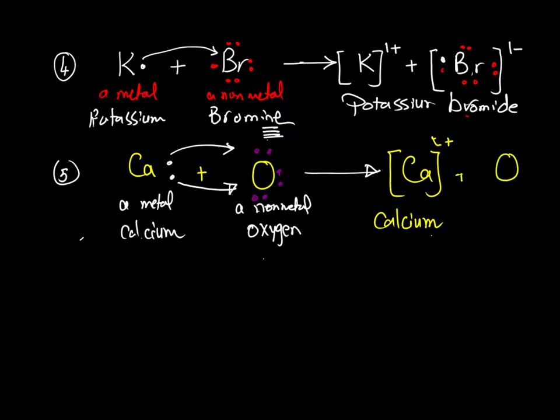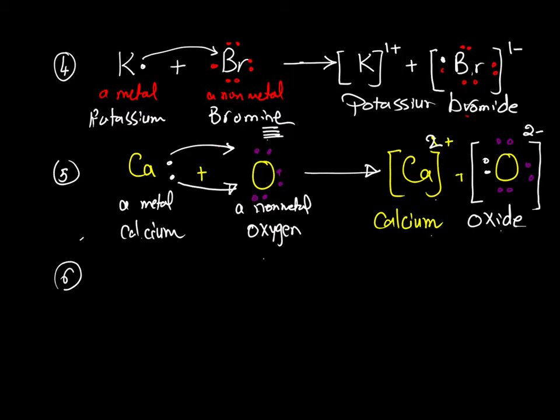While oxygen will gain, how many electrons does oxygen need? It needs 2. So it will gain 2 because it has 6, in group 16, just 2 atoms to reach the structure of the noble gas. We call it here oxide. So the compound is named as calcium oxide.